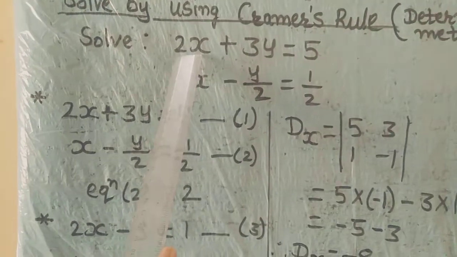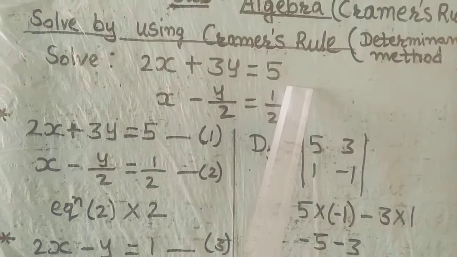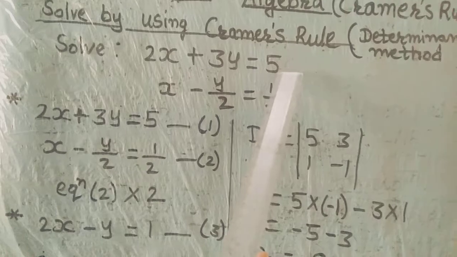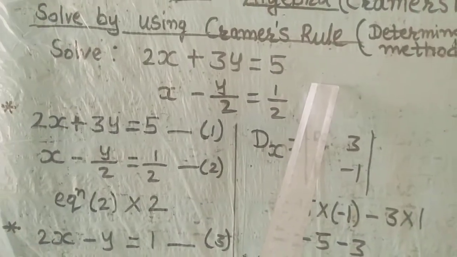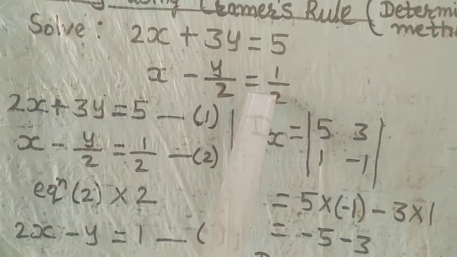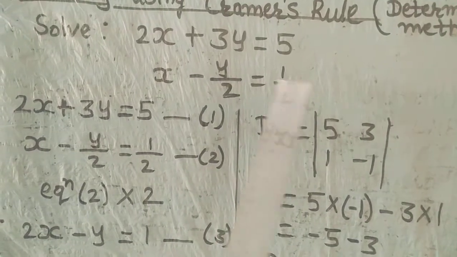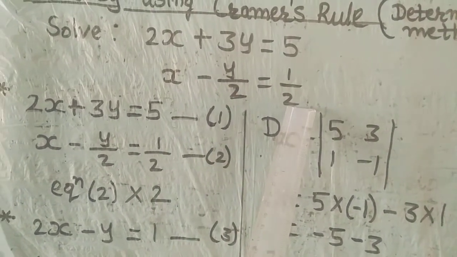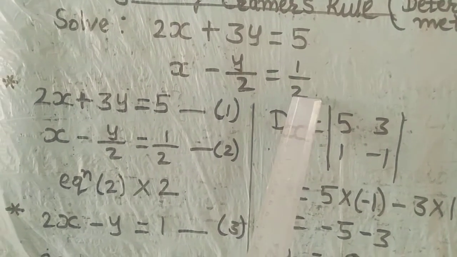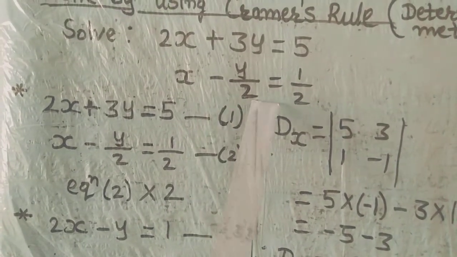Now here, the first equation 2x plus 3y is equal to 5 is in standard form, ax plus by is equal to c. We want the constant term on the right hand side of the equal to sign, so it is in standard form. Second equation: x minus y upon 2 is equal to 1 upon 2. Now here observe the denominators are the same. If they are different, then at that time you have to use the LCM method. If it is the same, then multiply this equation by 2.